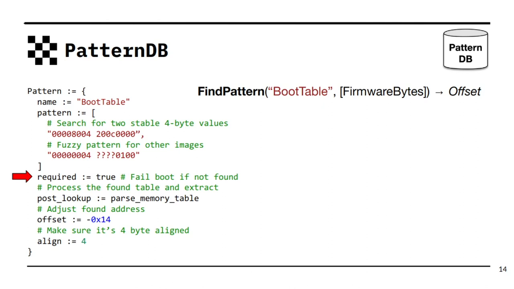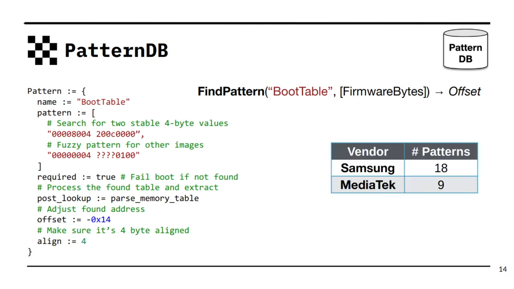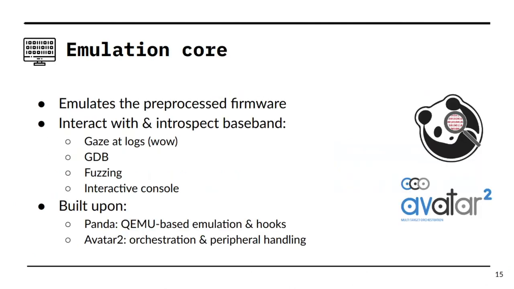It doesn't work. And then we can run some code as well. There are not too many patterns needed to get a firmware booting, actually. For Samsung we used 18, and for MediaTek only 9 to get the thing running. And now we have this pre-processed image from the vendor plugin and plug it into the emulation core.